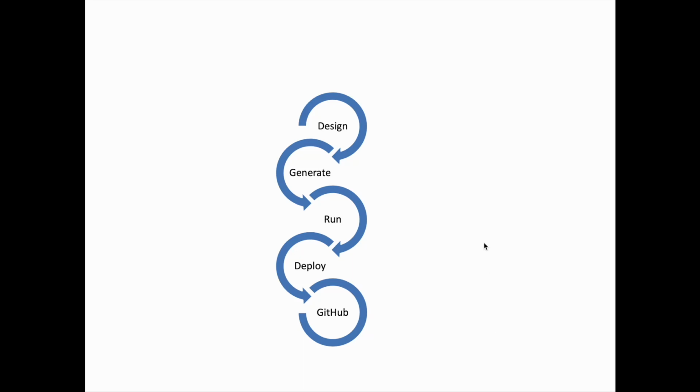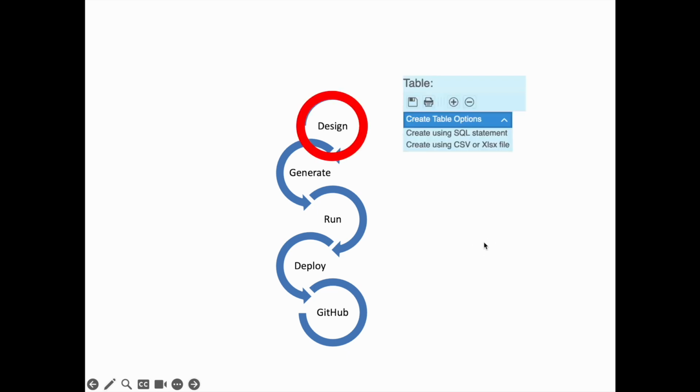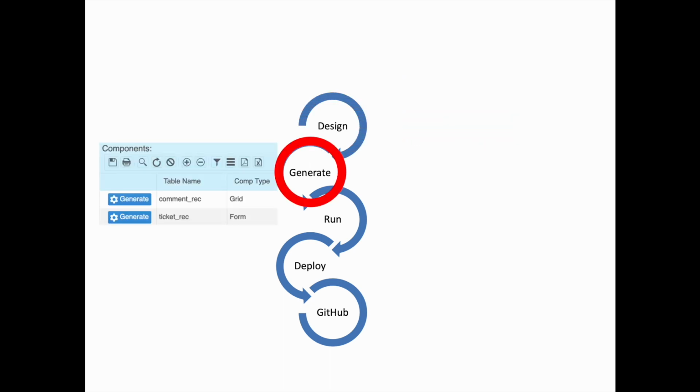Welcome to AppGen. This demo will show some of the capabilities of AppGen. First stage is design. We will create tables using SQL statement and loading CSV file. Then we'll generate form and grid from the tables.